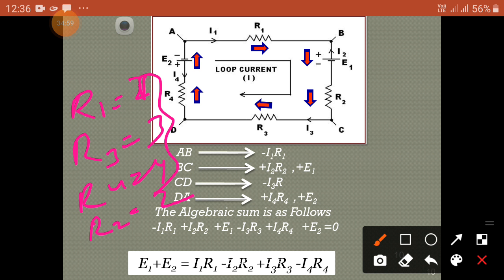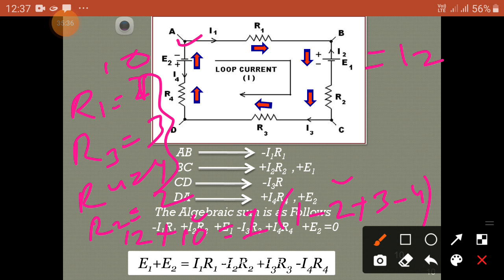So here voltage, for example, E1 is equal to 12 volts and E2 is equal to 10 volts. Then E1 plus E2, 12 volts plus 10 volts, is equal to I common into R1 minus R2 plus R3 minus R4. So this is the equation. Here these are known values, and only I is the unknown value.